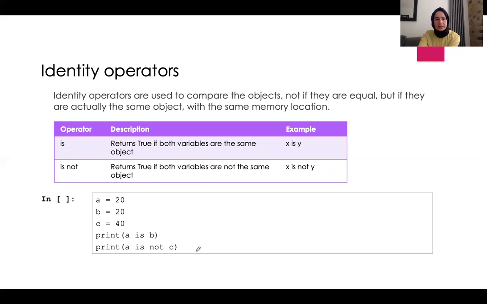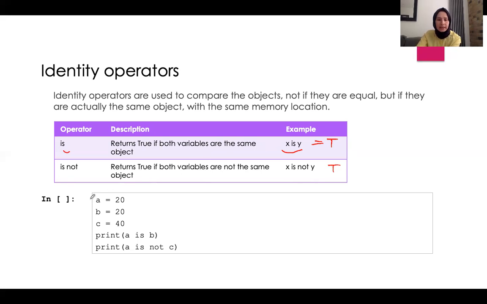And there are identity operators. The identity operators are used to compare objects, not if they are equal, but if they are actually the same object with the same memory location. 'is' will return true if both variables are the same object. So for example, when we say x is y, if both variables are the same object, then it will produce true. And 'is not' returns true if both variables are not the same object. x is not y will return true if the values are not the same object.